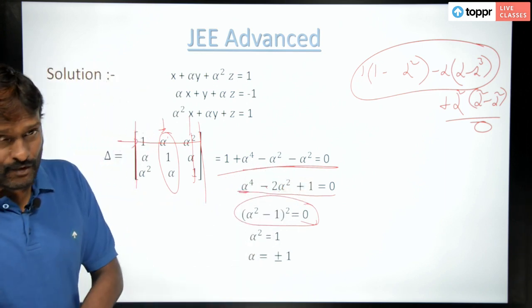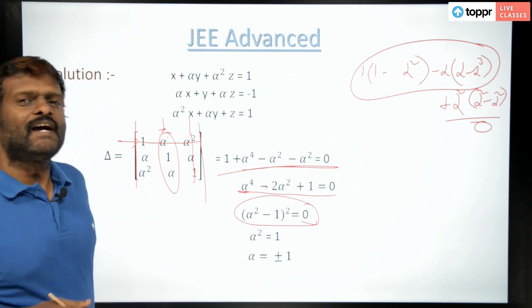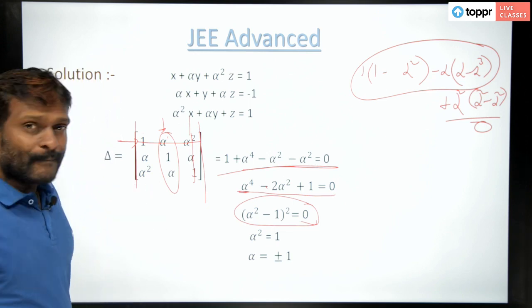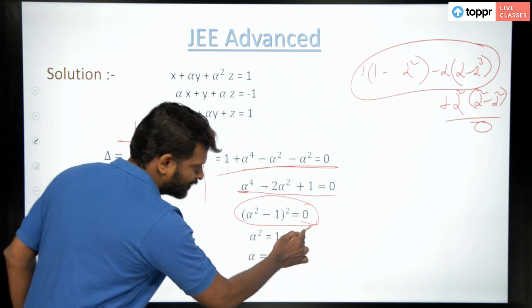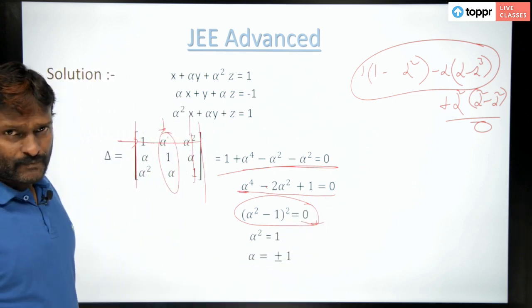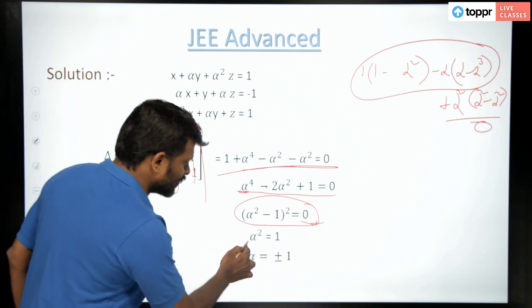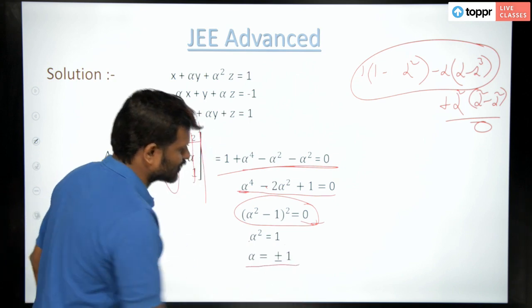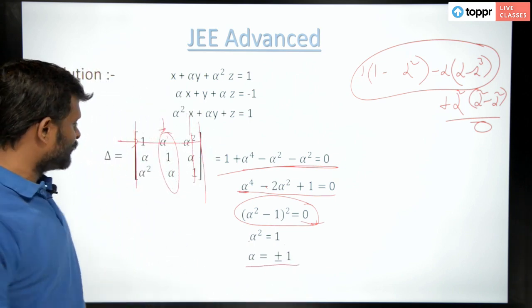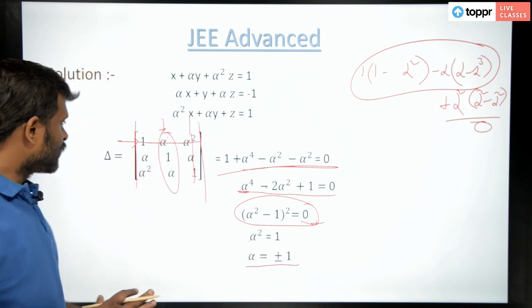Why are we taking it 0? Because in the question it is given that it has infinitely many solutions. That is the reason we are equating it to 0 straight away. Clear? Now, alpha square will be equal to 1 and alpha is equal to plus 1 or minus 1. So, from this what did we get? Alpha is either plus 1 or minus 1.